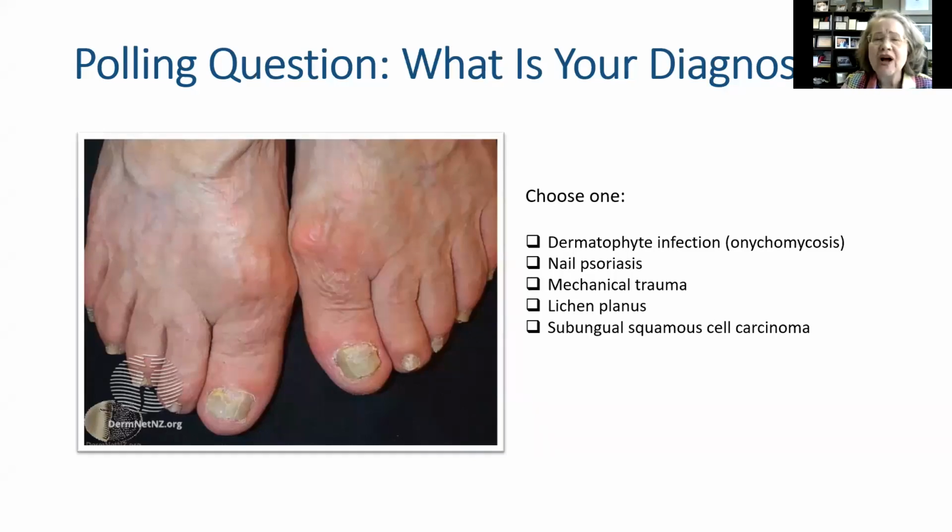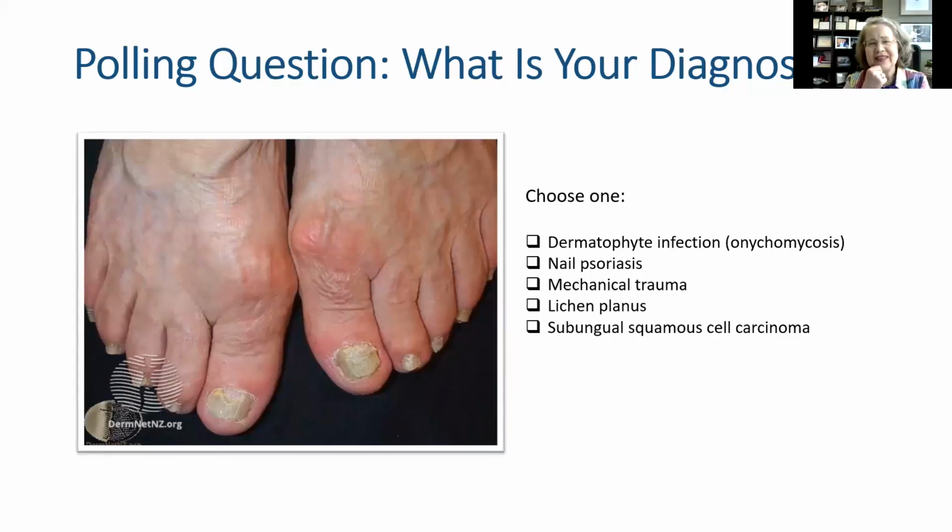Well, dermatophyte infection won at 83%. Nail psoriasis came in second, and mechanical trauma third. So what is the correct diagnosis? This is nail psoriasis, not onychomycosis. Nail psoriasis you can see on the fingernails and toenails. Fingernails, you see typical findings of pitting, onycholysis with a red border, and oil spots. Toenails can be nonspecific. And to make it even more confusing, you can have both onychomycosis and nail psoriasis. Lichen planus, nails can look really horrible. Mechanical trauma, you may get a thick nail, but this is a patient with nail psoriasis.